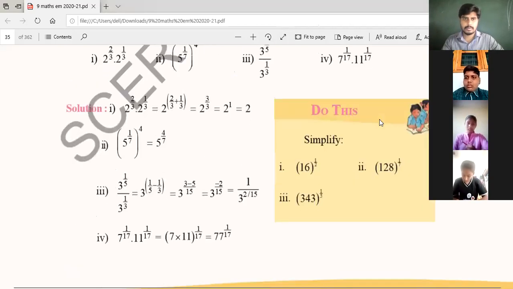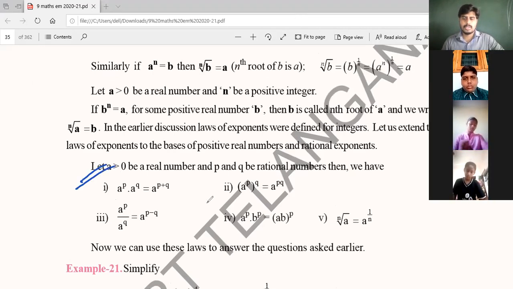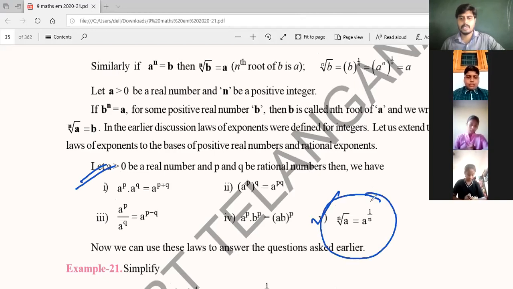Next. See here. These are the same properties as in the law of exponents we discussed previously. Nothing changed, just a small introduction here. Nth root of a we can write as a power 1 by n. Very important. Any doubts up to here?